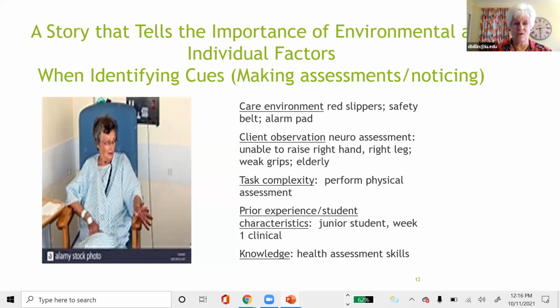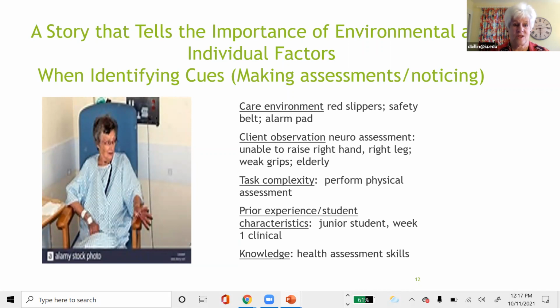And the focus here for the student was she was just focusing on getting the health assessment done. I think this may have been her first clinical ever, I'm not sure, but she was a junior student, and it was her first week in clinical. And so this, to me, points out, if the student doesn't gather all of the information, particularly the environmental and individual factors, in this case the individual factor was the fact that she was a junior student, she missed all the other cues that were part of this story.